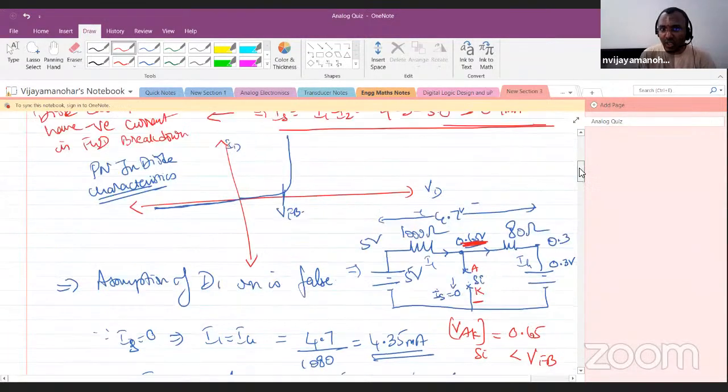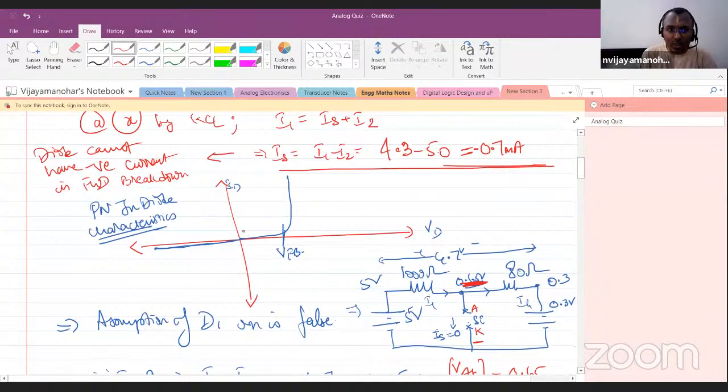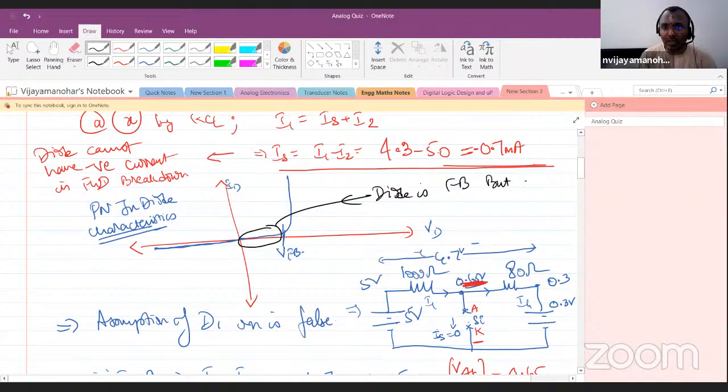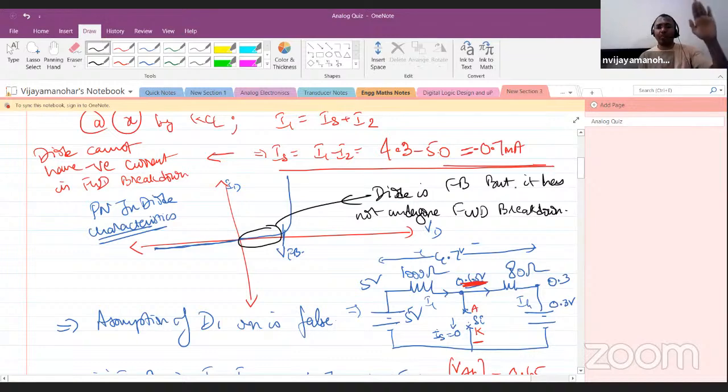So if you look at the characteristics of the diode, look at this region. This is the most important point. Look at this region. In this region, the diode is forward biased, but it has not undergone forward breakdown. So from the biasing point of view, the diode is very much forward biased.